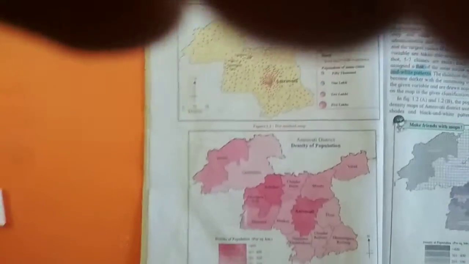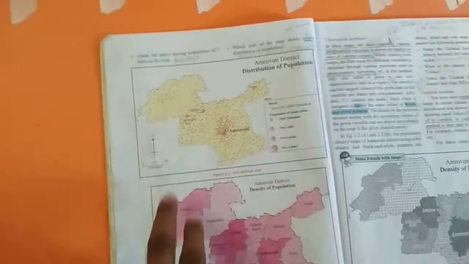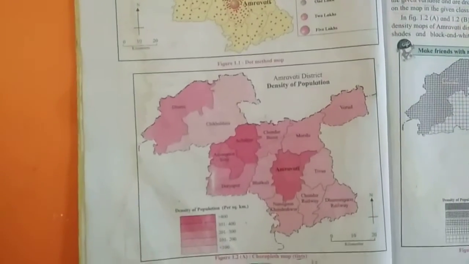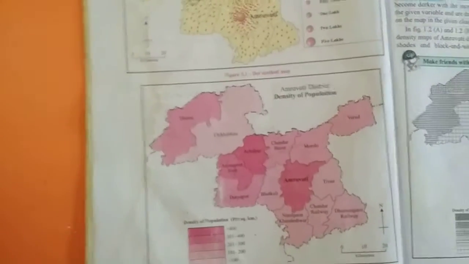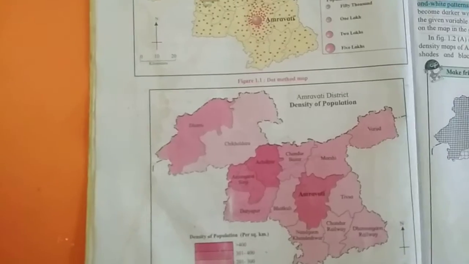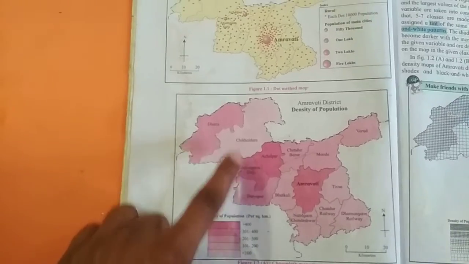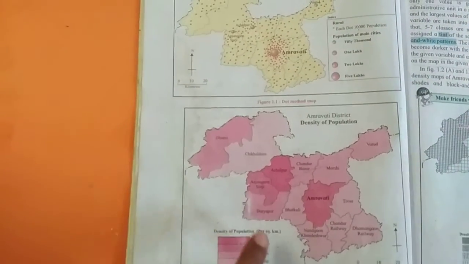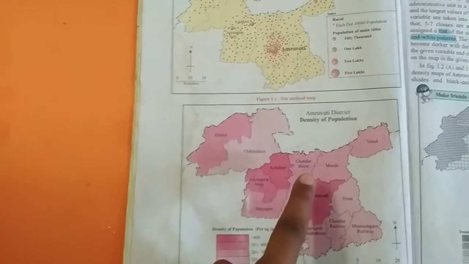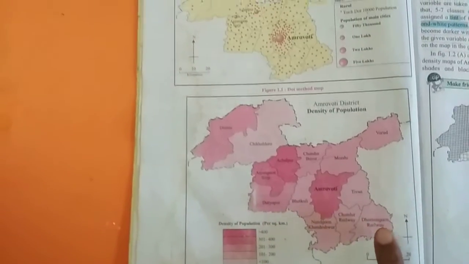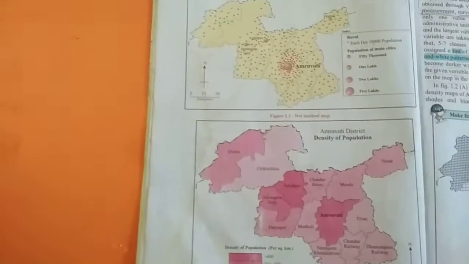Now as you see the dots in the given area, we can't judge them yet. So very first we will learn brief knowledge about Amravati district. You can see here is Amravati, and some other sub districts are there, like Dharni, Chikhaldara, Anjangaon Surji, Achalpur, Daryapur, Bhatkuli, Chandur Bazar, Morshi, Nandgaon Khandeshwar, Chandur Railway, Damangaon Railway, Tivsa and Varud.